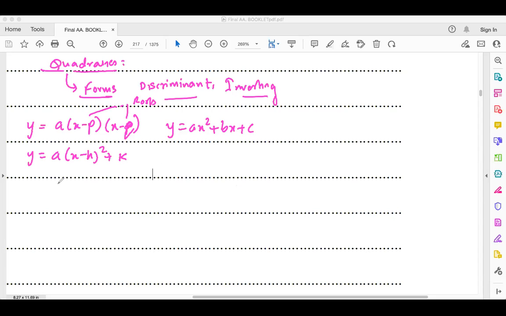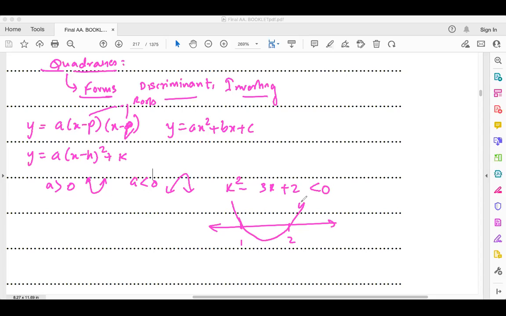Certain critical stuff that you need: if your A is positive, that's a happy face graph. If A is negative, it's a sad face graph. These will be very helpful while you're doing a sign diagram. For example, if you have to do the sign diagram for k squared minus 3k plus 2 less than 0, you take the roots, which are 1 and 2, and put these numbers on the number line, and then you look at the coefficient of k squared. If it is positive, it will be a happy face graph.